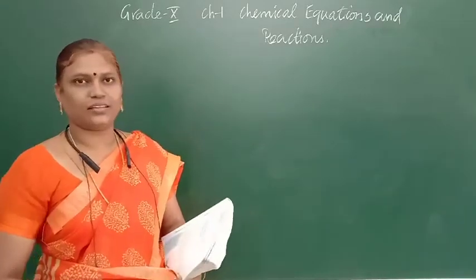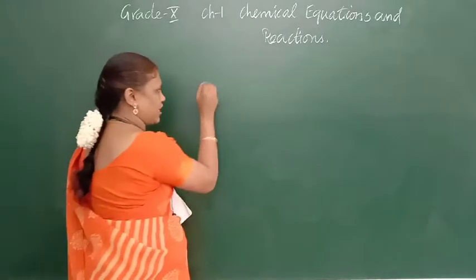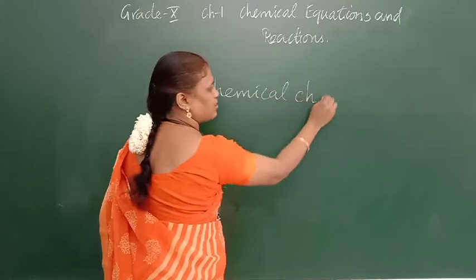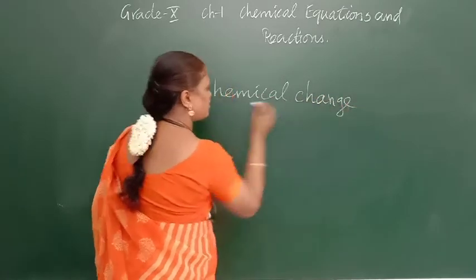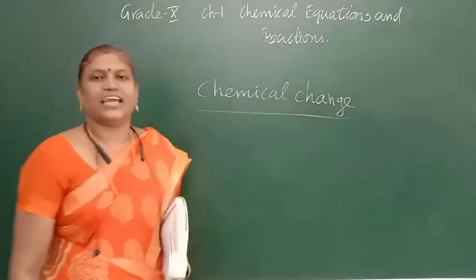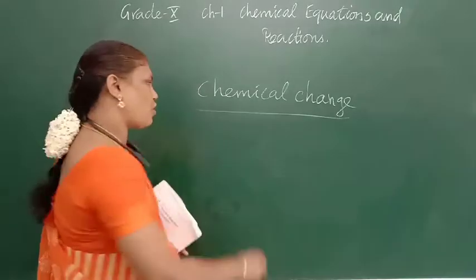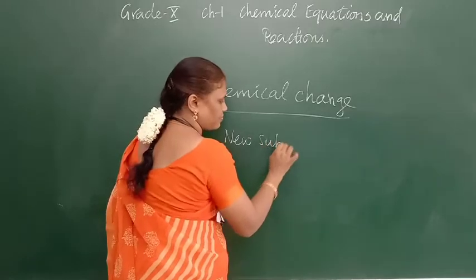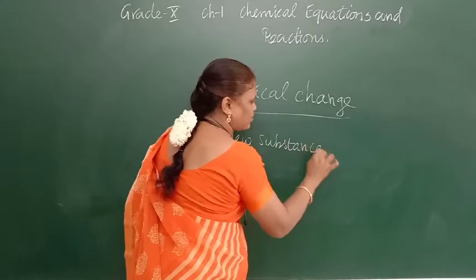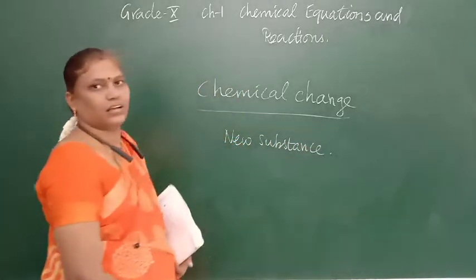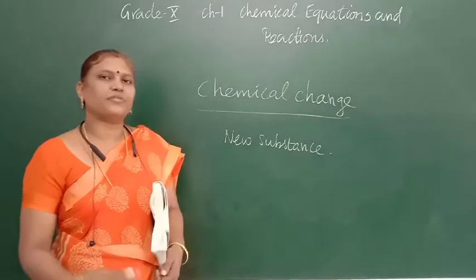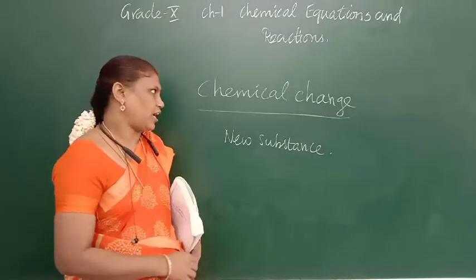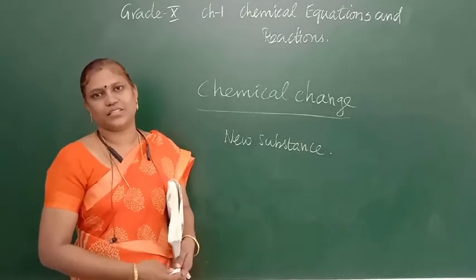Okay, the first one, we should know what is a chemical change. What is a chemical change? A chemical change is a change in which a new substance is formed. Whenever you get a new substance, those changes are called chemical changes. What about physical change? No new substance is formed. Okay, chemical changes are reversible or irreversible?